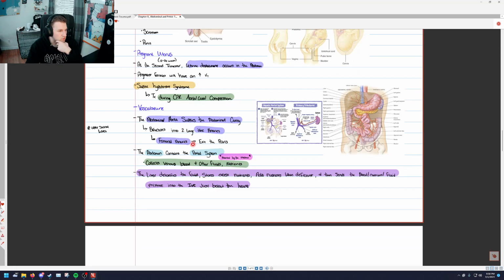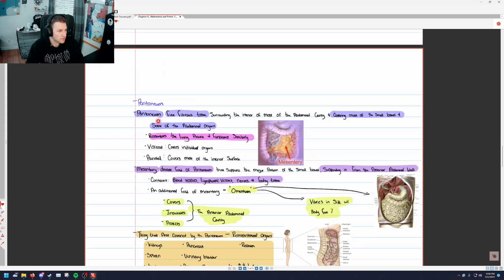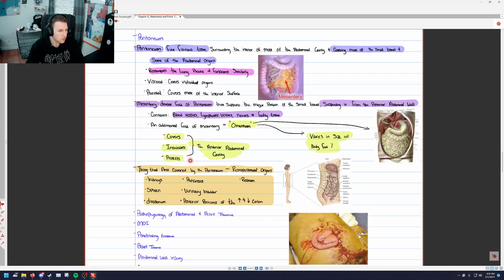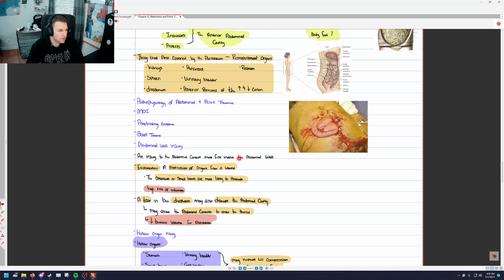We have our vasculature. I don't believe vasculature will be anywhere remotely close to our test. But if you wanna study this, go for it. We have our peritoneum. The mesentery is kind of cool. It will just suspend and hold that posterior abdominal wall and keep all these organs in place.